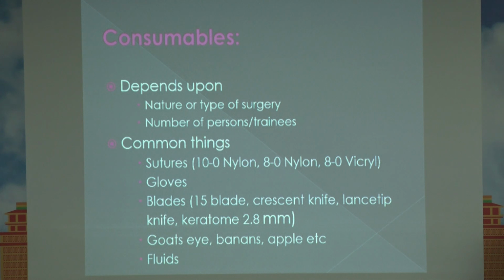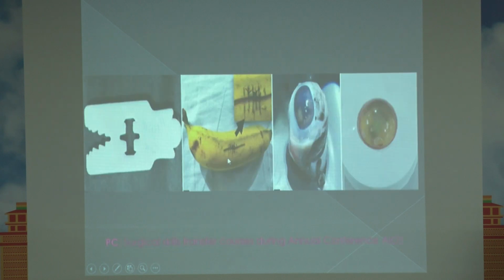Now coming to the consumables. Consumables basically depend on two things: one is the nature and type of surgery, and another is the number of trainees in your department or anywhere. These are the simple consumables. All the teachers can guide which things are required for what, so I am leaving it. And these are the common materials used for the wet lab. All these are photographs taken. Although it is very light, here you have seen sutures placed on thermocol. You can even place them on a banana. And nowadays wax eyes are available in India for doing phaco.